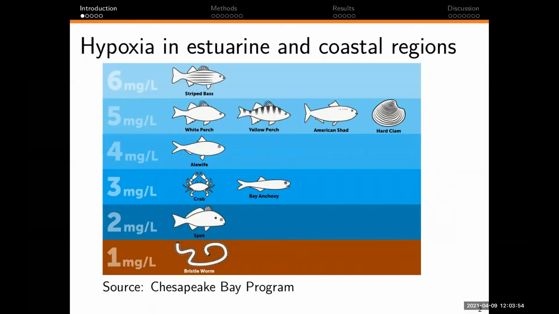This is a problem for many different reasons, but primarily for fish habitats. Different fish species have different requirements for oxygen. Many cannot live below certain levels of oxygen. So 2 milligrams per liter is the threshold for hypoxia that I'll use for this talk. Although different species have different levels, striped bass tend to require much more oxygen. Some species are in between.